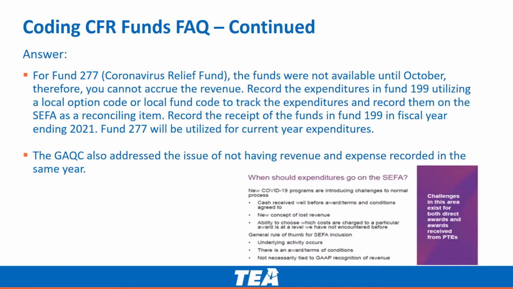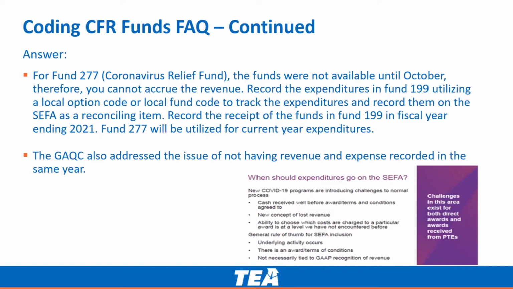And then also for Fund 277, those funds weren't available until October, so therefore you can't accrue the revenue. It's outside the time frame. And then you'd record the expenditures in Fund 199. You would use a local option code, or you could have used a local fund code to track those expenditures, similar to what some of you may have had to do for FEMA at one time, and then record them in the CFA as a reconciling item in 2021. And then record the receipt of the funds in 199 at the end of 2021. And then anything for Fund 277 that you have now can be utilized for the current year.